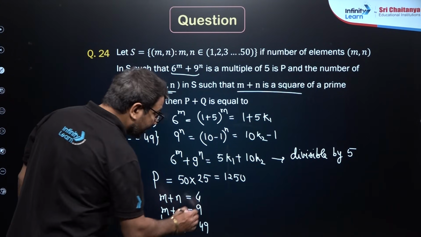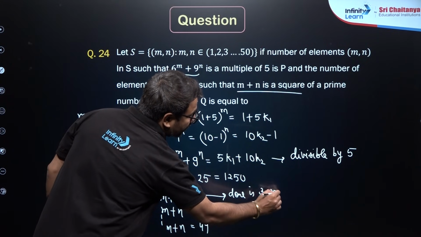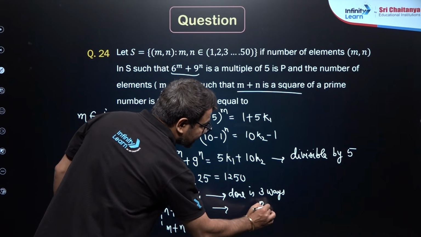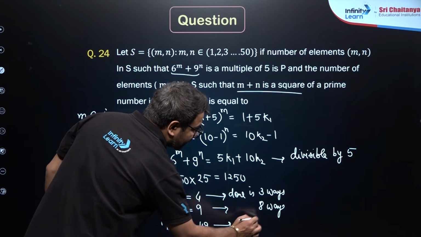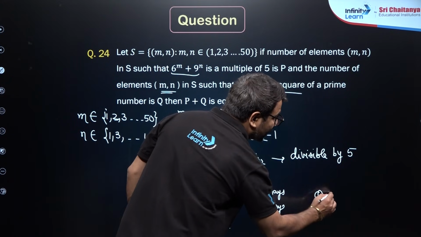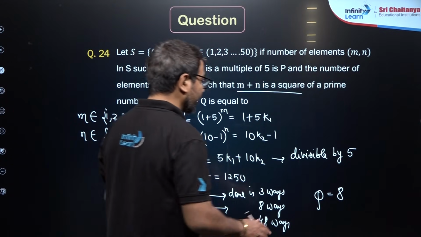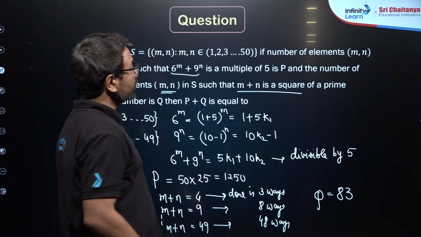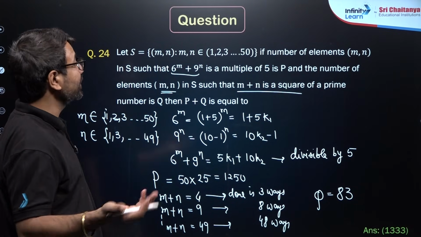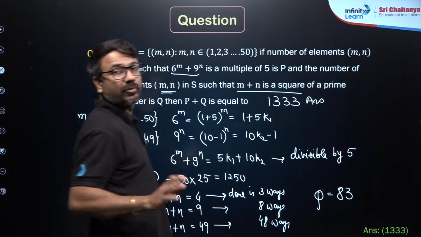So over here this can be done in 3 ways: 2, 2, 1, 3, 3, 1. This can be done in 8 ways. This can be done in 48 ways. If you add all of them, the Q value will become, my dear students, over here 83. So if you add 83 with 1250, you will be able to get the result 1333. So P plus Q will be 1333. This is the answer of this question. I hope you are able to understand.